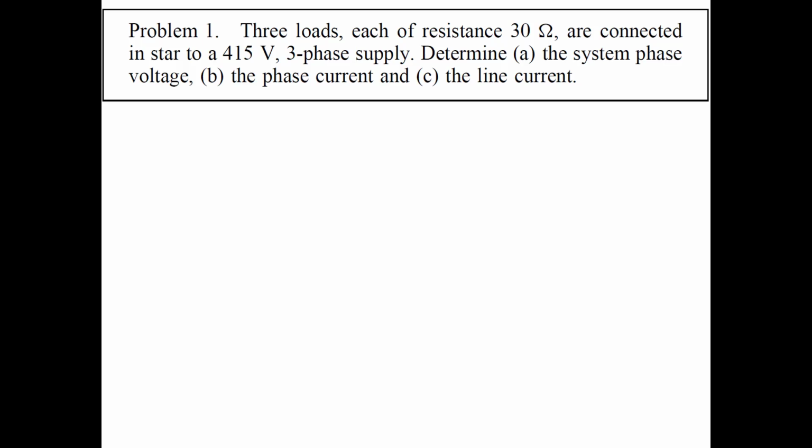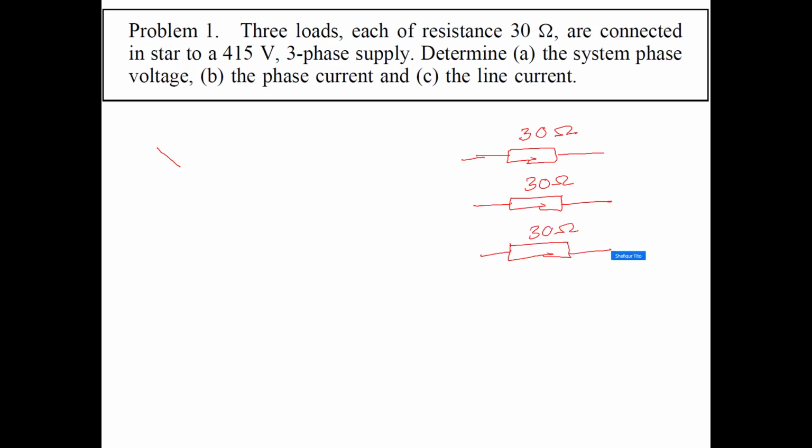If you take a look at the physical connection, how can we draw it? Say I have three components, three phases, each of them given as 30 ohm. And then I have another one here of 30 ohm, and another resistor here of 30 ohm.